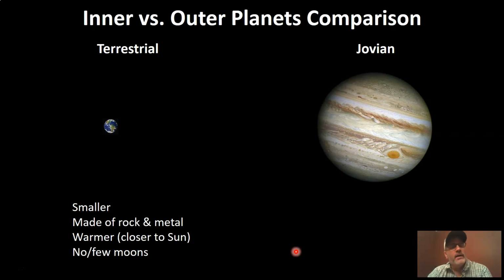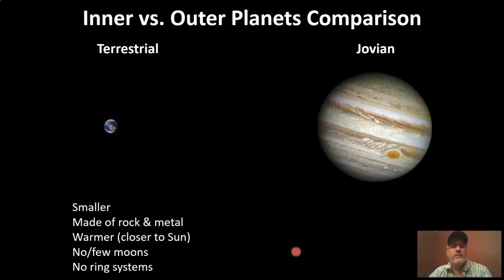One thing that did not yet come up is that these terrestrial planets have very few moons. As a matter of fact, Earth has one moon, and Mars has two moons. So in the inner solar system, between all four of these planets, there are only three moons. Mercury and Venus have no moons. And clearly there are no rings.